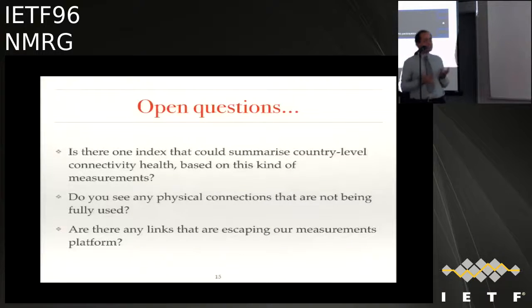Maybe there are physical connections in those countries that are not being fully used, and there's infrastructure that's being misused or underused? Or maybe our measurements are missing some links. We leave you with those questions. They're sometimes technically not easy to answer, but I would like to present them to you. And I think that would be all. Thank you very much.